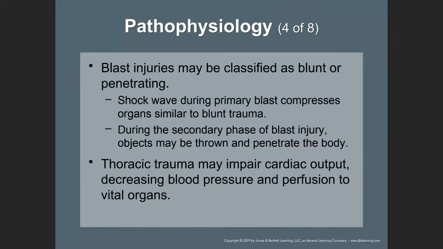Blast injuries may be classified as blunt or penetrating. Shock wave during primary blast compresses organs similar to blunt trauma. During the secondary phase of blast injury, objects may be thrown and penetrate the body. Thoracic trauma may impair cardiac output, decreasing blood pressure and perfusion to the organs.